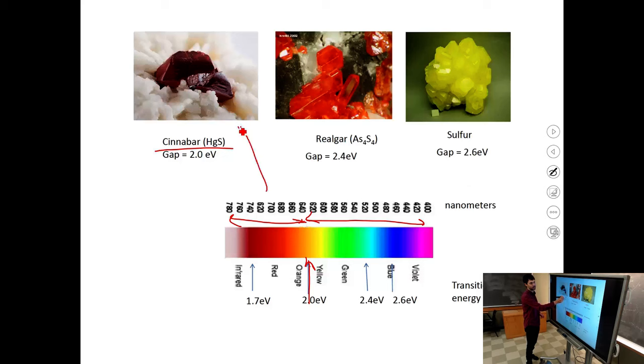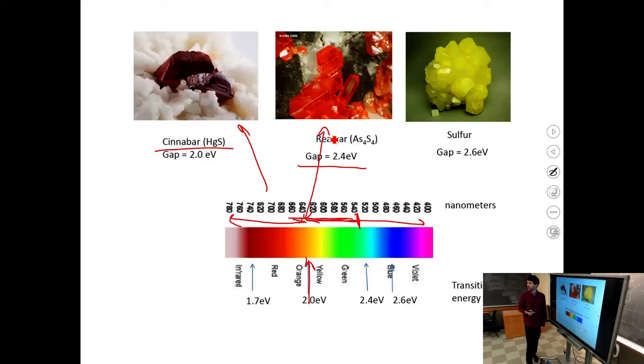If we go to this one, the band gap is a little larger. So we have to include this yellow and a bit of green even into the photons that go through. Only the photons on the blue and violet don't make it. And so it shifts in the orangey direction. Shifts in the orangey direction in its color.